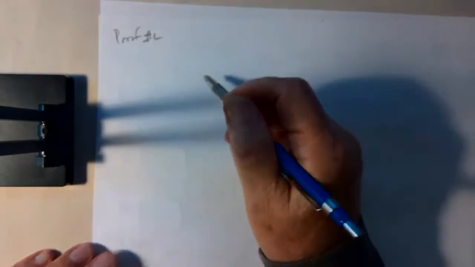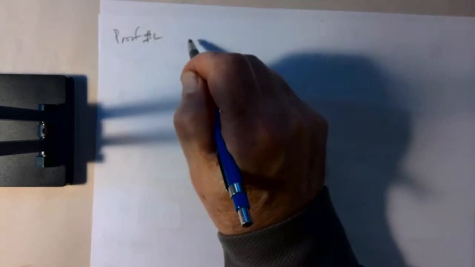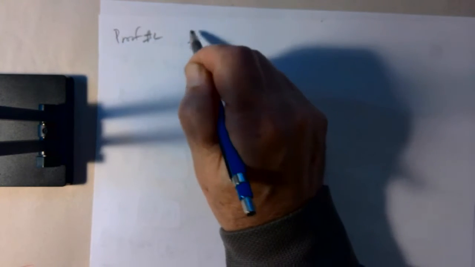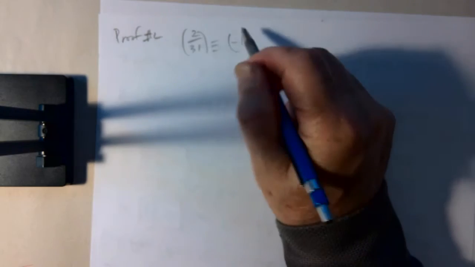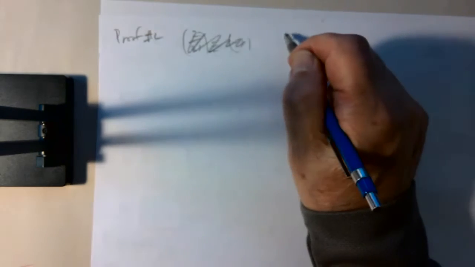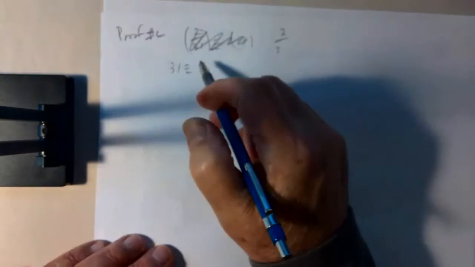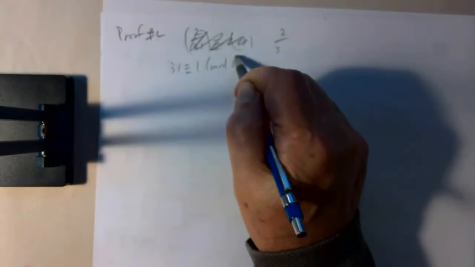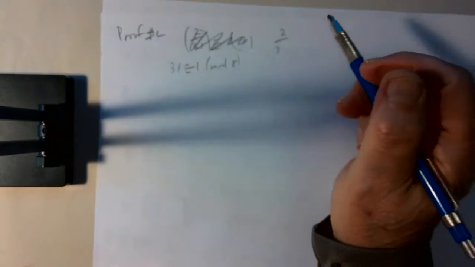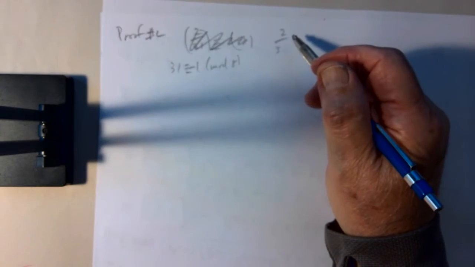Proof number 2. 2 over 31 is congruent to what? Minus 1 to the, no, I don't want to use that. So 31 is congruent to what? Sorry, it's congruent to minus 1 mod 8. Oh, I'm sorry. That's completely wrong. I was thinking of quadratic residues.